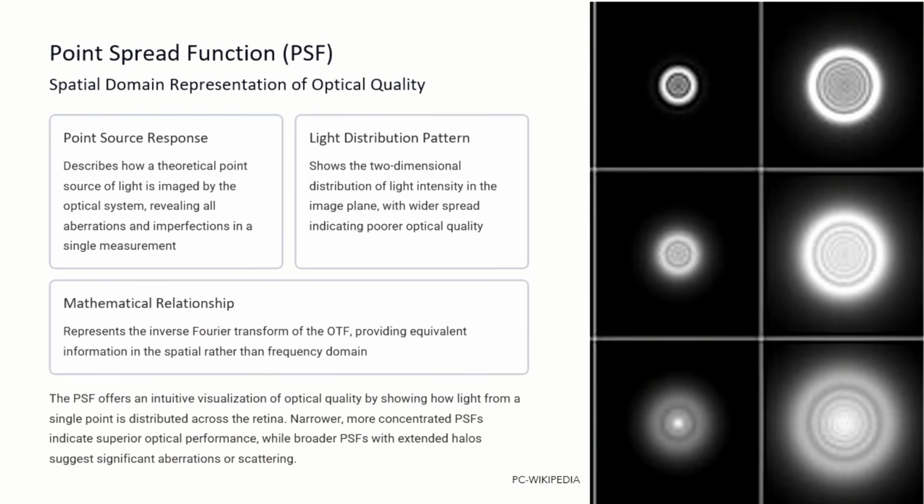Then we talk about the point spread function. As the name suggests, it basically talks about how a point of light is going to be spread, or what the two-dimensional distribution of the light intensity in the image plane is going to be. This is basically the inverse Fourier transformation of OTF, and it gives us a direct visualization of the optical quality. As you can see in the image, the narrower and more concentrated the PSF, the superior the optical performance, whereas a broader PSF signifies aberrations or scattering of light.